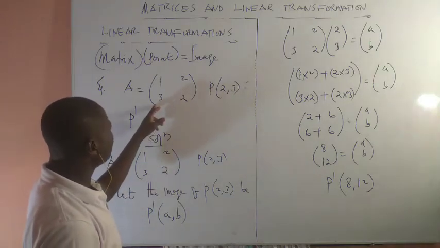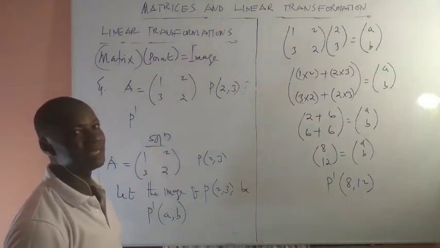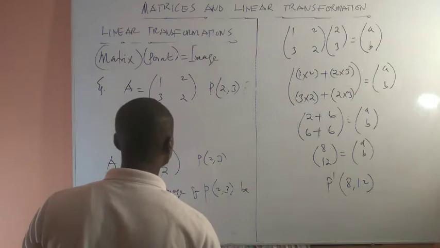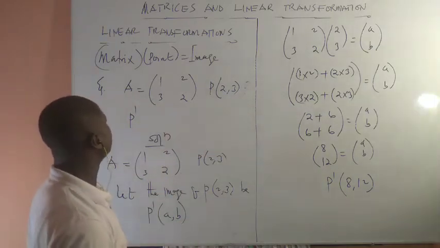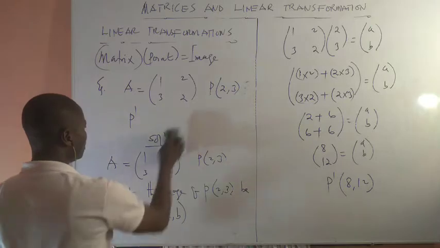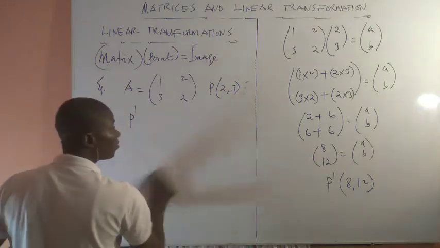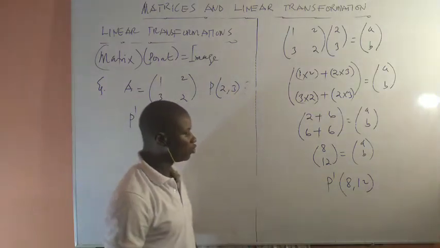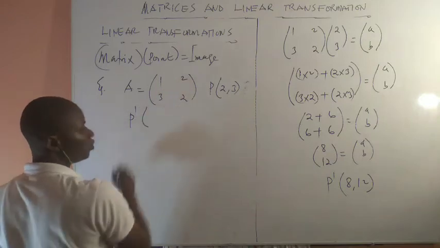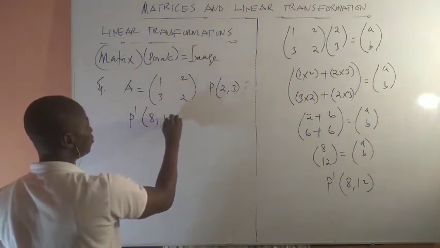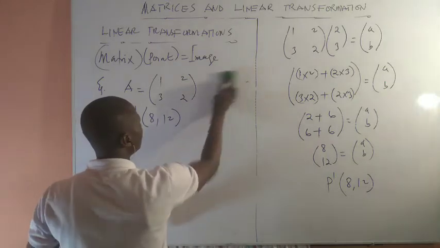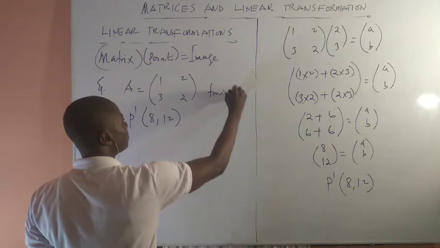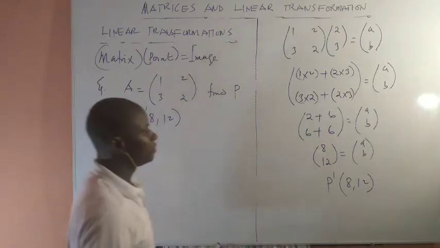Now, we are going to look at when you are given the matrix and the image, how do you find the point? That's what we are also going to look at. So now, we are going to use the same example to explain. Don't forget that the image gave us 8, 12. So let's assume that we know the image to be 8, 12, but the point is not known. So we are asked to find P, that is the point.